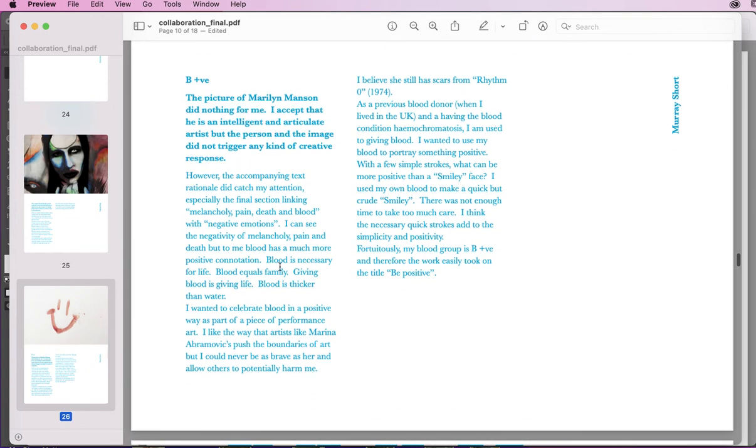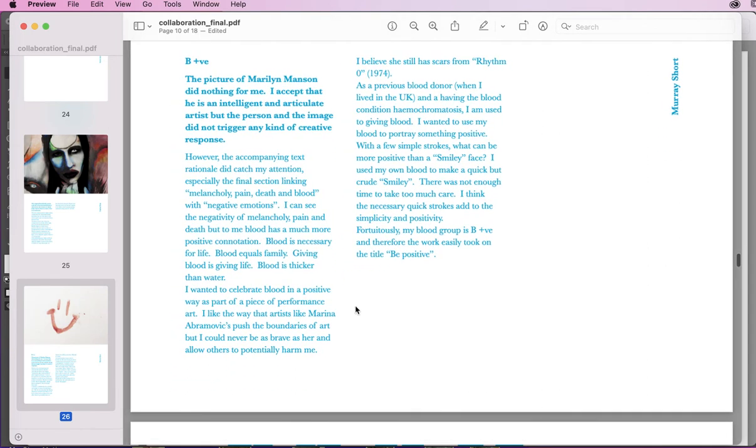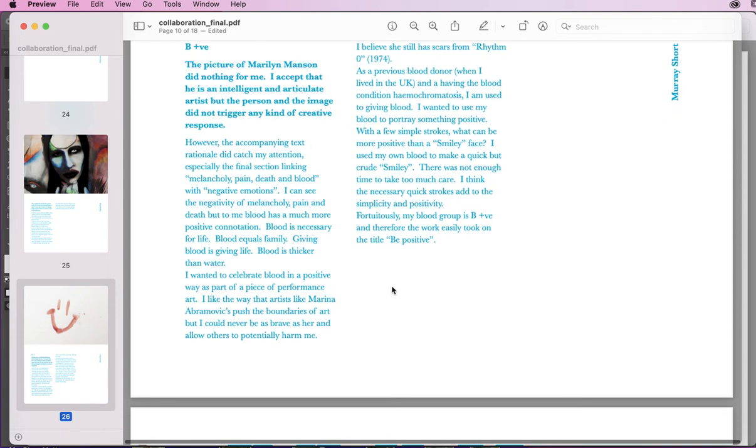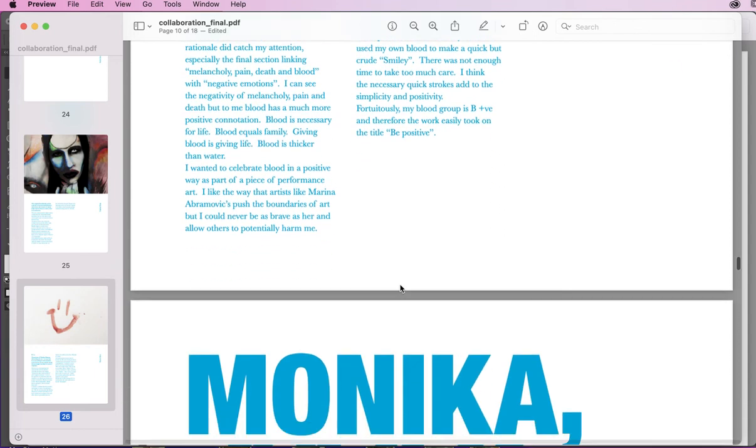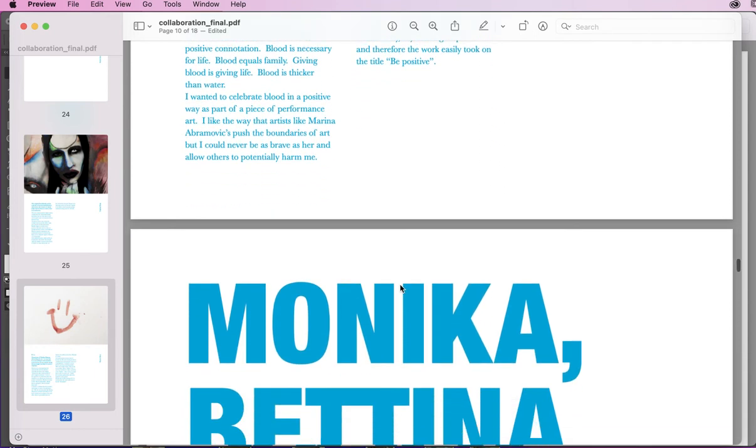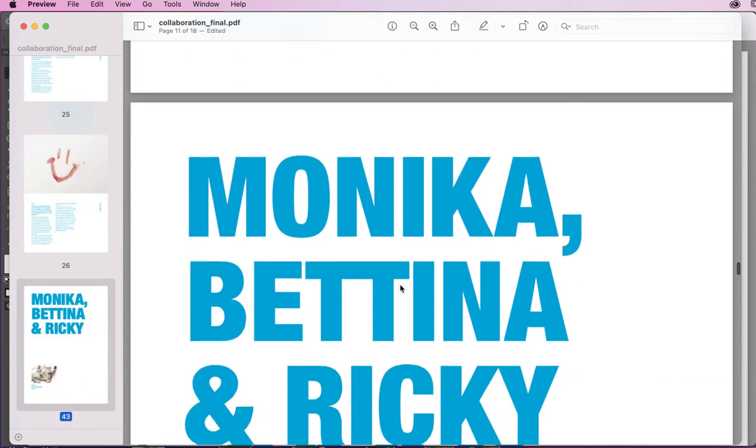And then he said what he latched onto was a sentence, and it was the one about melancholy, pain, death, and blood. And then the one about negative emotions. And then he goes into qualities of blood, that blood is thicker than water, that blood is life-giving. And he talks about the positive aspect of blood until he gets through to this final write-up about be positive. So it really is, even when he saw nothing in the work, he was able to turn it into something that he could develop.